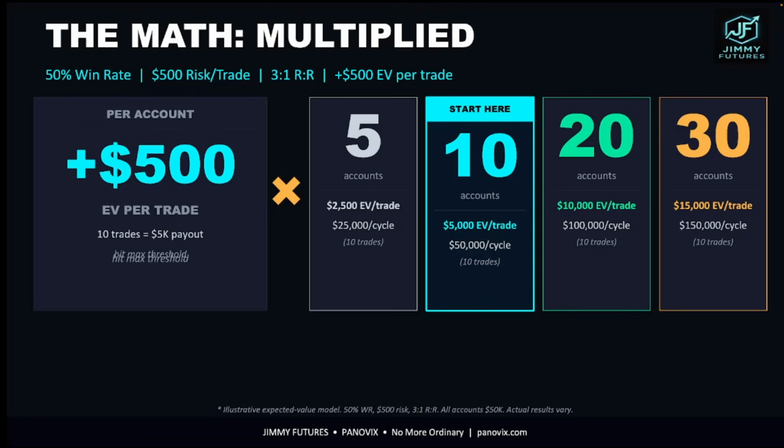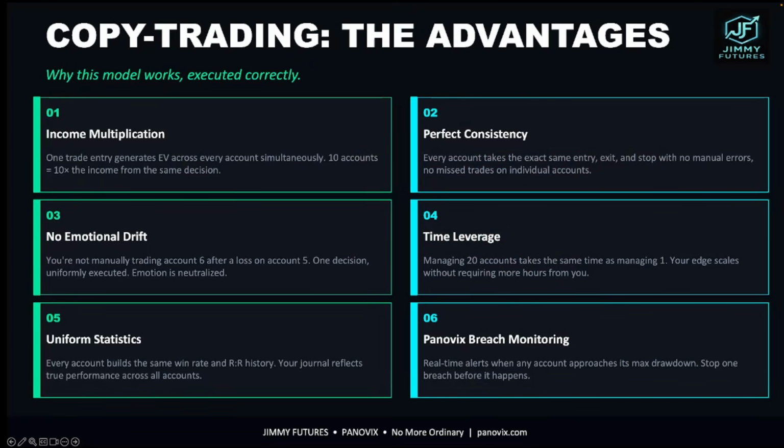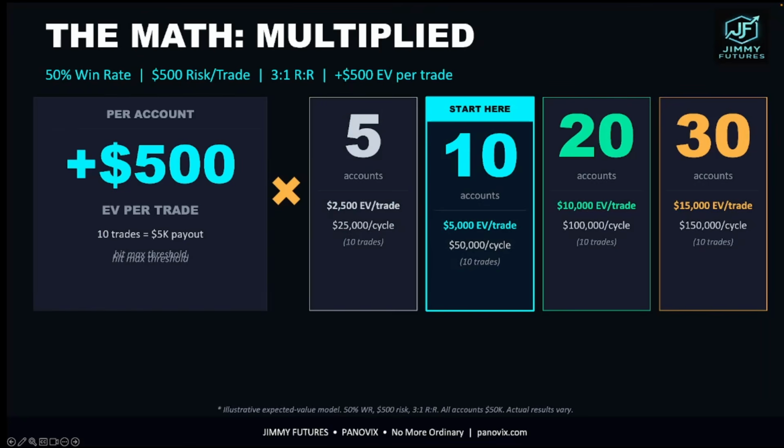The way that it works, say you go from making $500 a trade with your expected value to now making $2,500 a trade at 5 accounts. At 10 accounts, your expected value is $5,000 per trade. At 20 accounts, it's $10,000. At 30 accounts, it's $15,000. I personally trade copy 28 different accounts, and the math is very advantageous and works really, really well.